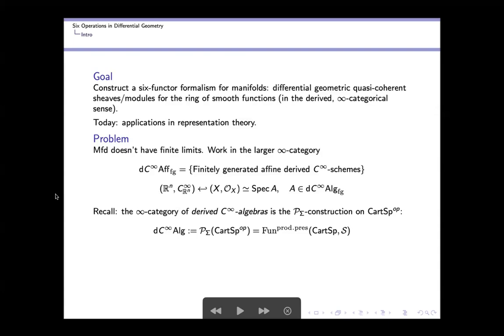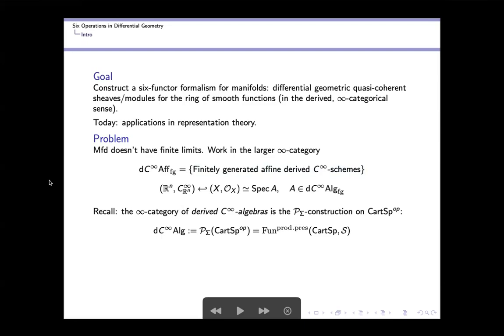And dually, if you apply the spectrum functor and go to the world of geometry, then being finitely generated means exactly that there is a closed immersion into some Cartesian space. So this just means that we're not working with infinite dimensional manifolds.